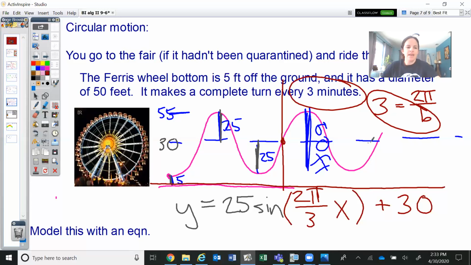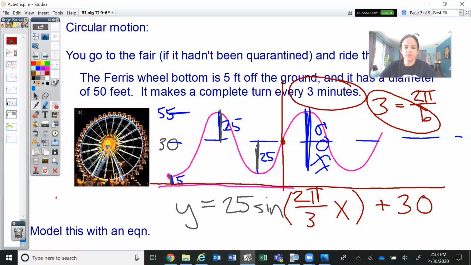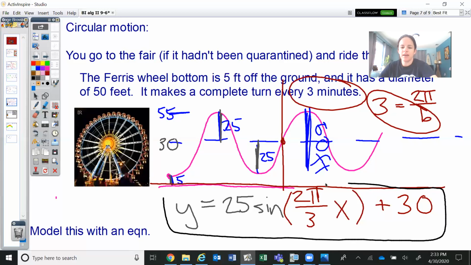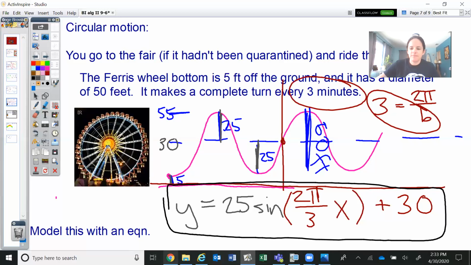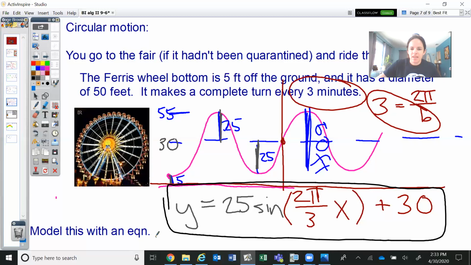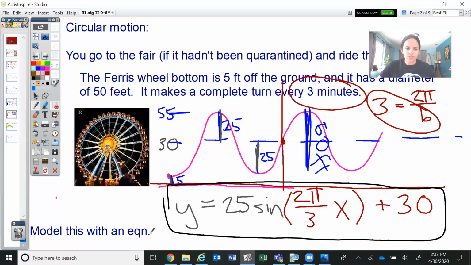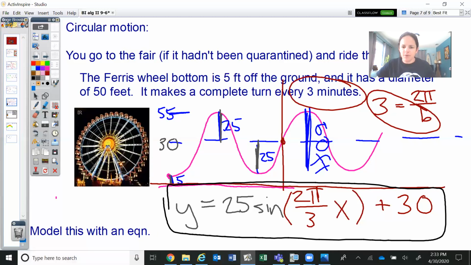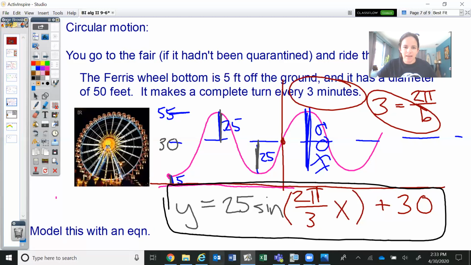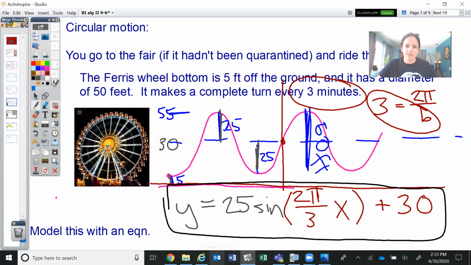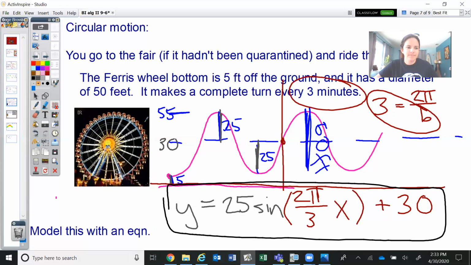And so then my end equation would be y equals 25 times the sine of 2 pi thirds x plus 30. You could check that in your graphing calculator. Just make sure in your calculator, if you're working with radians, anytime you see pi in there, then it means you're working with radians and you would need to be on radian mode.